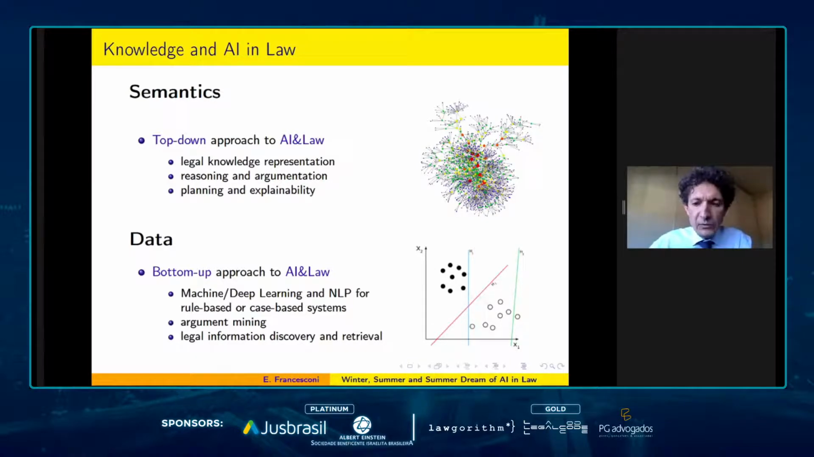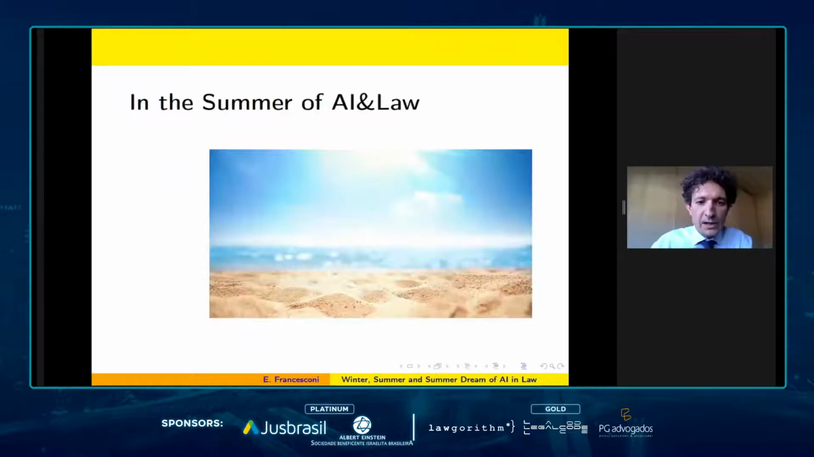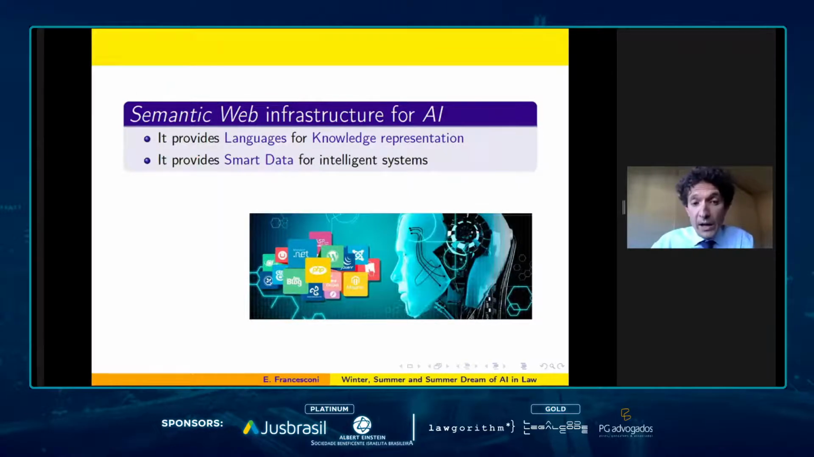So we are clearly in the summer of AI and law, as we have seen before, with lots of opportunities for developing interesting and effective AI systems for the law domain. And we are, I think, in the summer because the semantic web is now mature and it represents the basic infrastructure for AI, because it provides languages for knowledge representation, and it also provides smart data for intelligent systems.